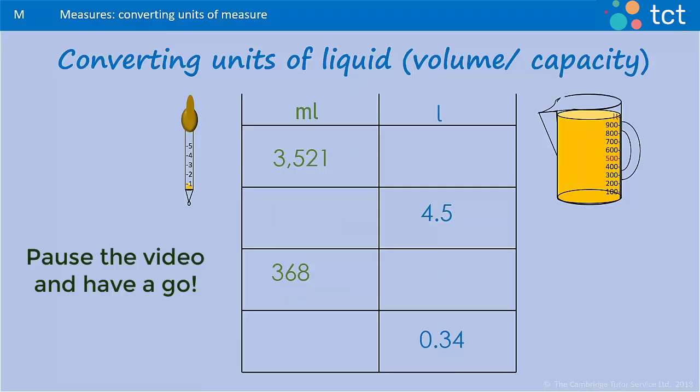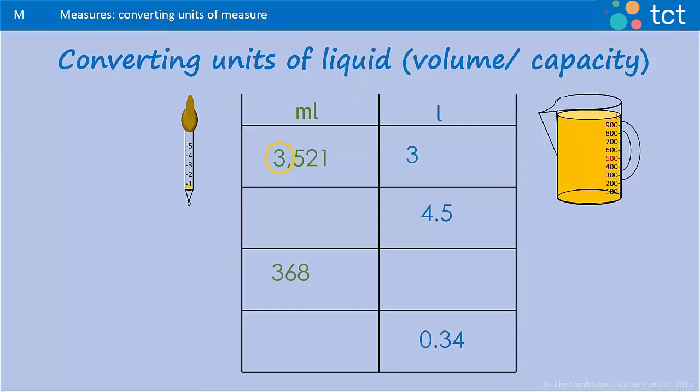I shall go through this now. 3,521 millilitres converted to litres. How many thousands of millilitres do we have? We have 3 whole thousands. The rest of that number will come after the decimal point. 3.521 litres.